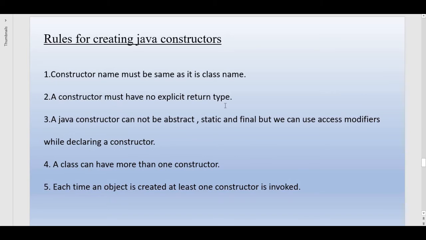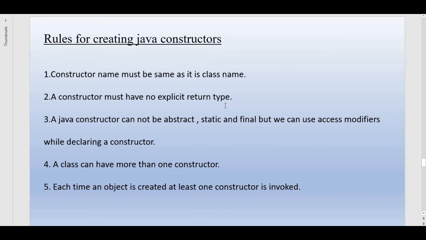You know what the access modifiers are? There are 4 access modifiers: private, default, public, and protected. These modifiers we can use with constructors. The fourth rule is that a class can have more than one constructor. A constructor is like a method. Methods can be overloaded, and also constructors can be overloaded with different parameters.